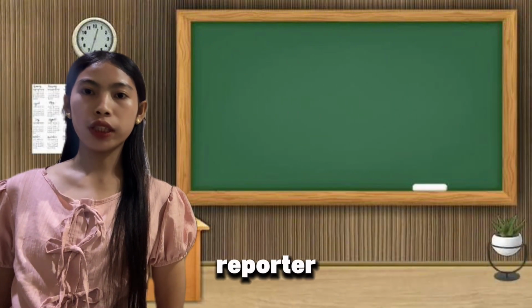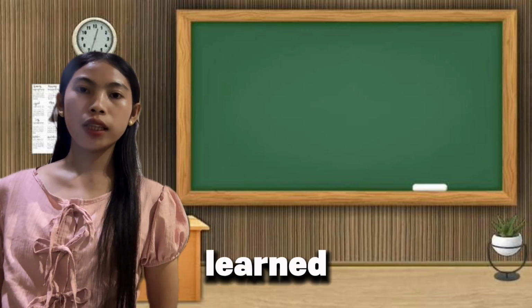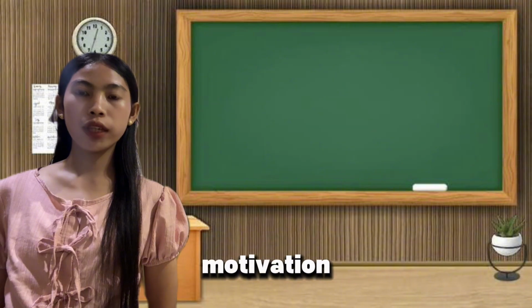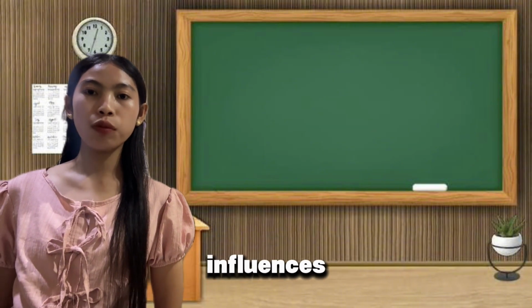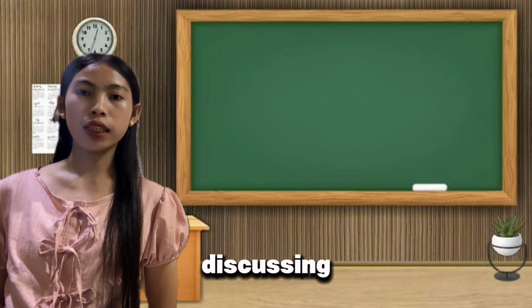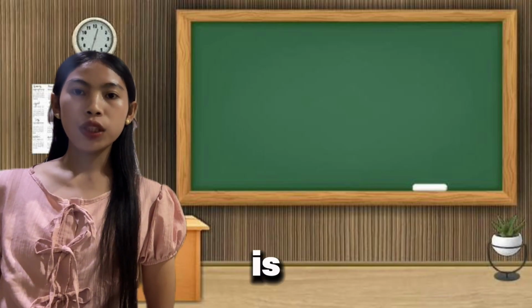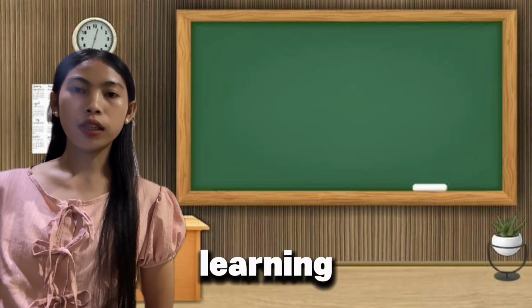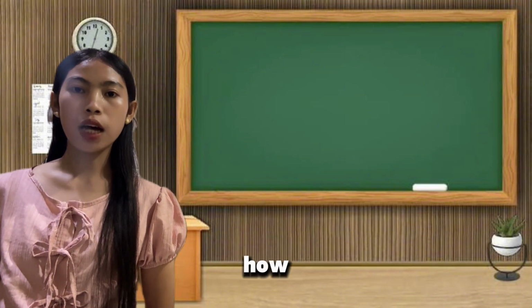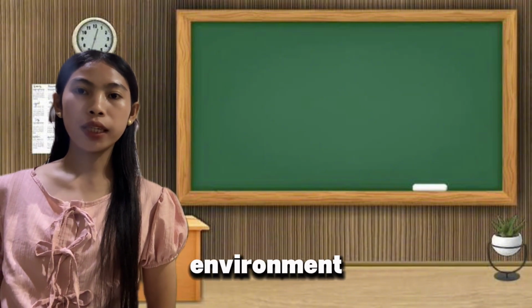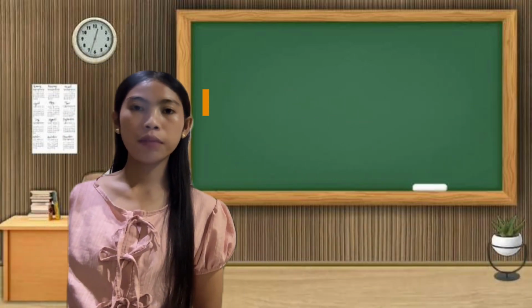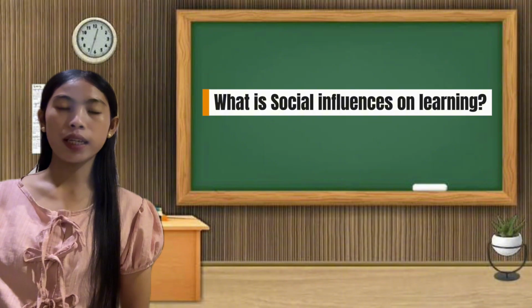As previous reporters have explained earlier, we have already learned about the different periods of human development, as well as how motivation and developmental influences affect learning. As the last reporter, I will be discussing the final part of our topic, which is about social influences on learning and individual differences. These ideas show us how important people, environment, and personal uniqueness are in the way students learn.